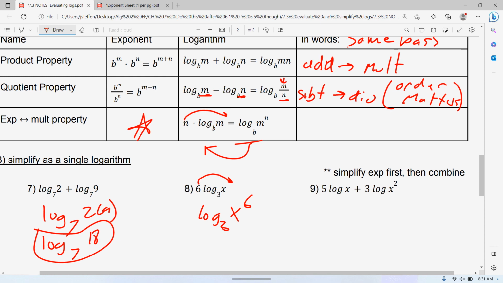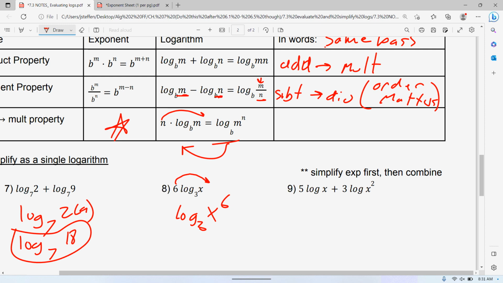And the last one, I did give you this hint. Make sure you're doing the exponents first, and then combine using that, making that adding into a multiplication. So this 5 moves up as an exponent. This 3 moves up as an exponent. So that's log of x raised to the 5th. If you want to put that they're base 10, you can do that because they don't specifically say that. And log of x raised to the 3rd.